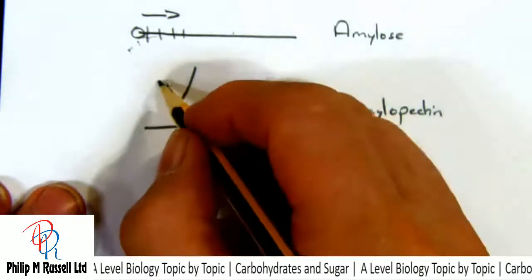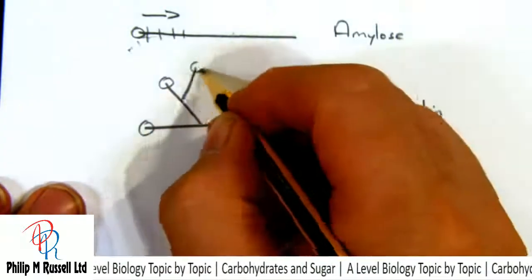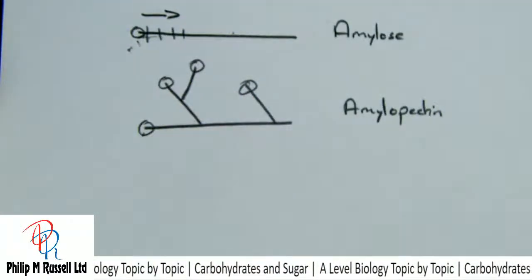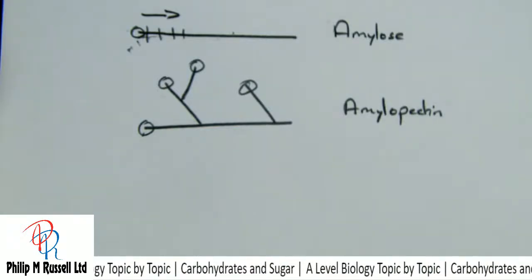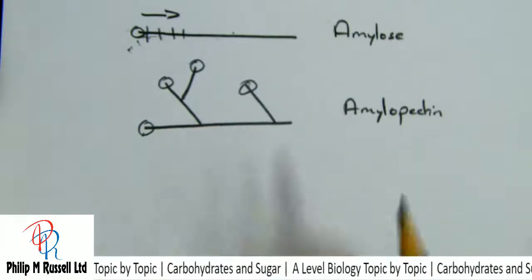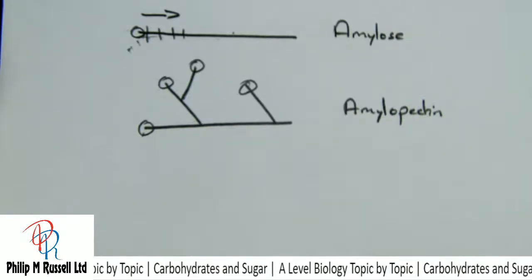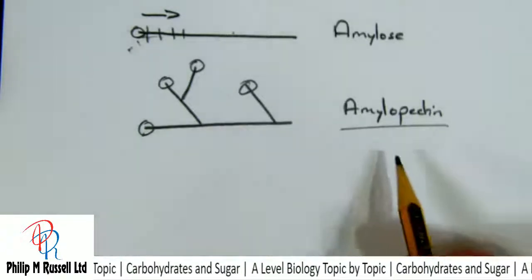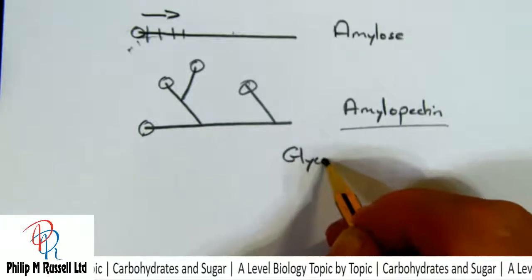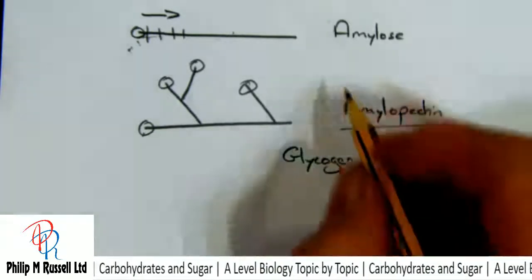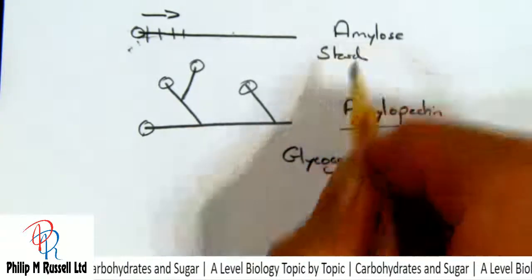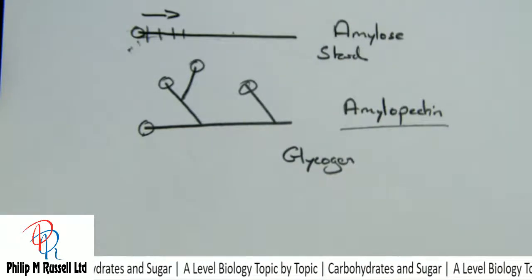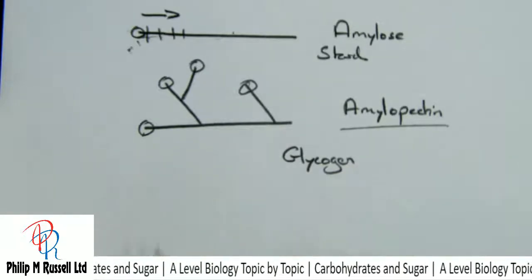It's more efficient if I could start on several places, and this is what's done in amylopectin. In animals and fungi, this is stored as glycogen, whereas this one tends to be starch. So this speeds up the process of trying to break it down.